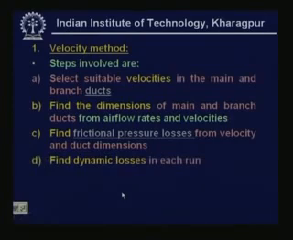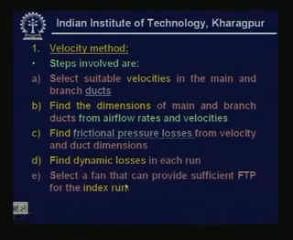Then we also have to find dynamic losses in each run. I have discussed how to find dynamic losses in each run in the last lecture. Then we have to select a fan that can provide sufficient fan total pressure for the index run. Having estimated the dynamic and frictional pressure losses in each duct run, you have to find out what is the duct run that gives the highest pressure drop. That is known as the index run, and we have to select a fan which can provide sufficient fan total pressure for the index run, that means for the maximum possible pressure drop conditions.